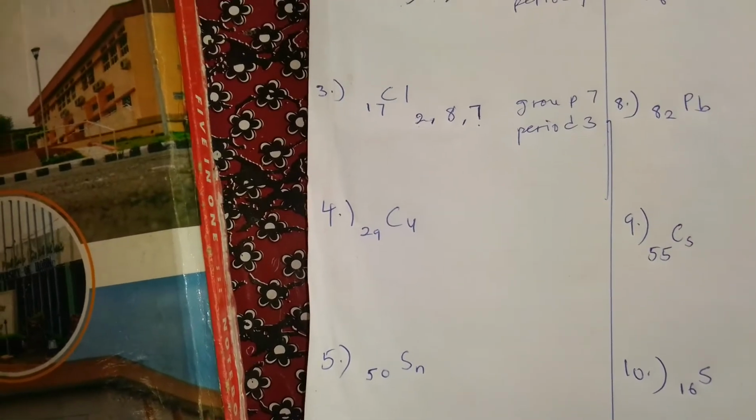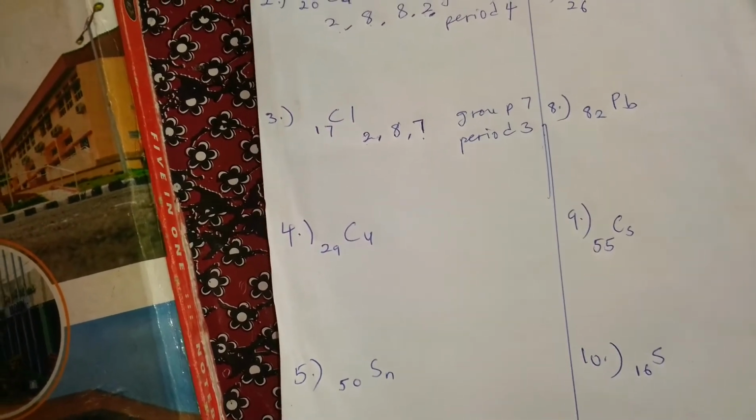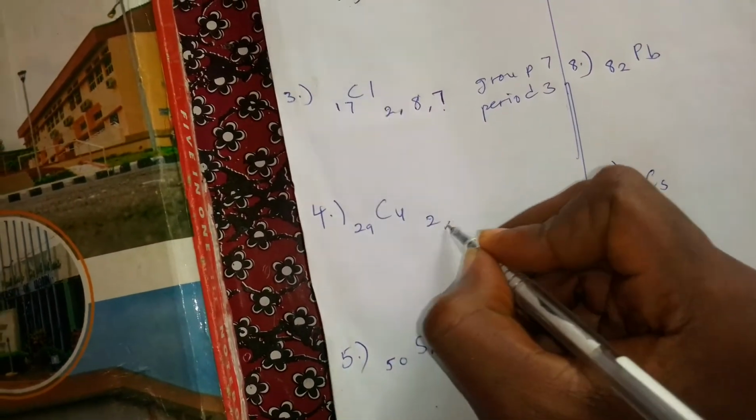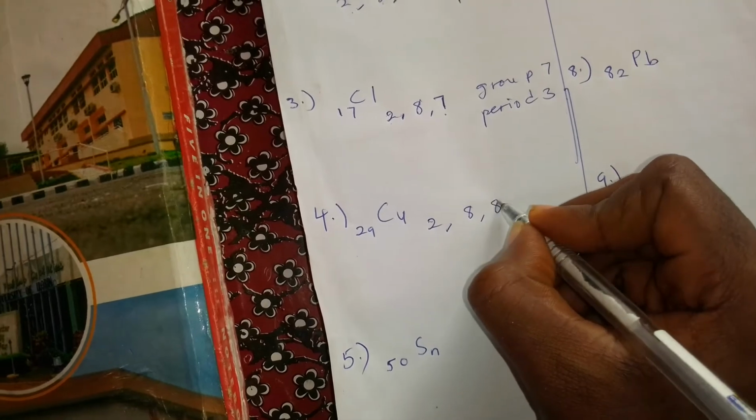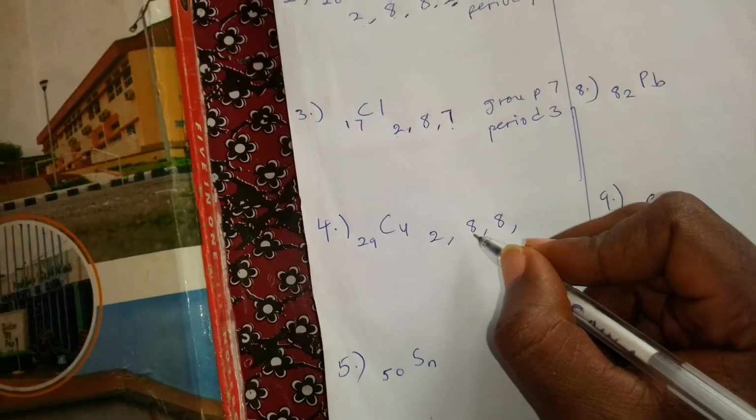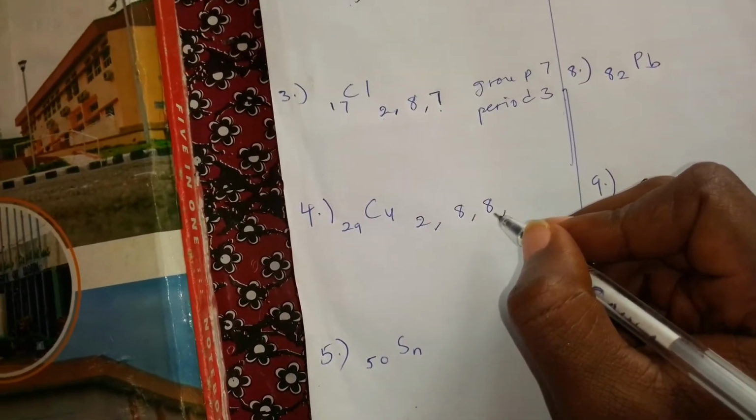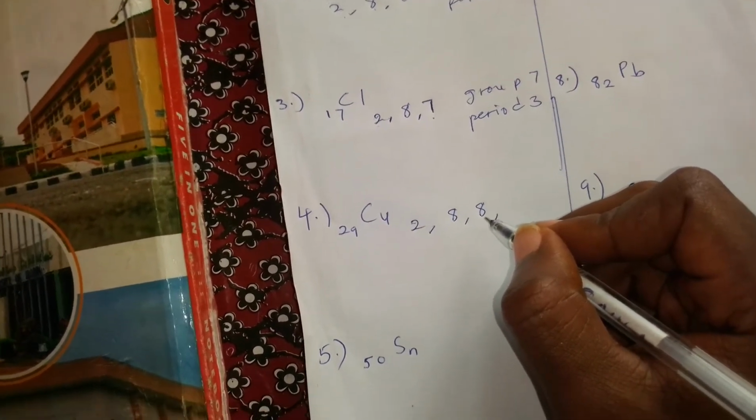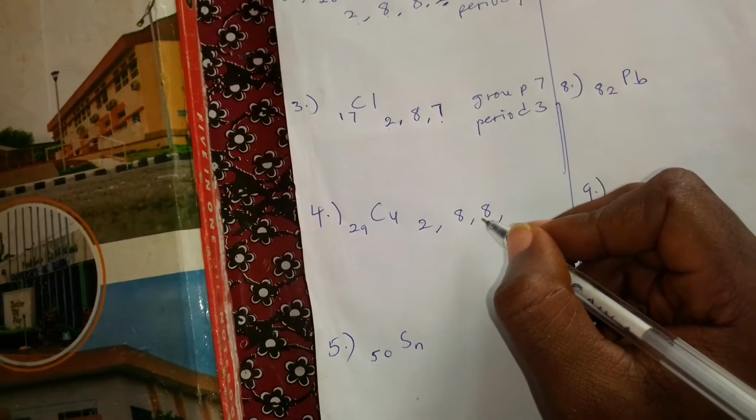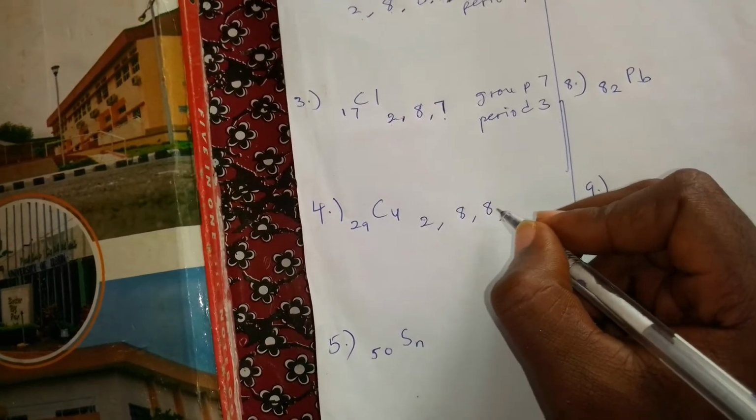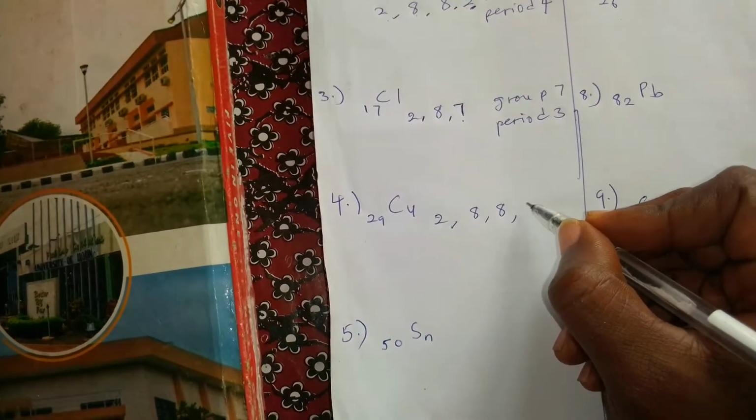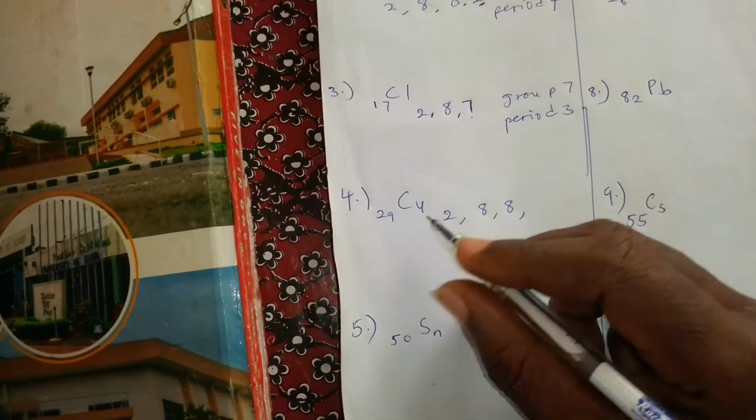The fourth one is copper. And the atomic number of copper is 29. So we follow the rule also. 2, 8, 8. 2 plus 8, 10, 18. And we're looking for 29. So what are we going to add to this 18 that will give you 29? Because if you use the 18 that they wrote here, if you put 18 here, it will be more than 29.